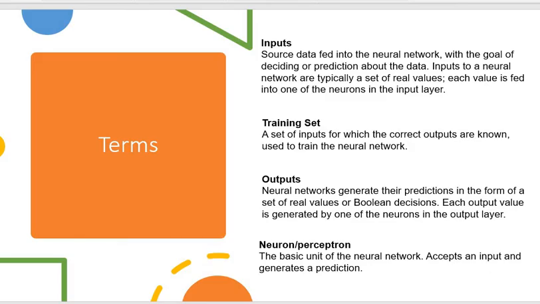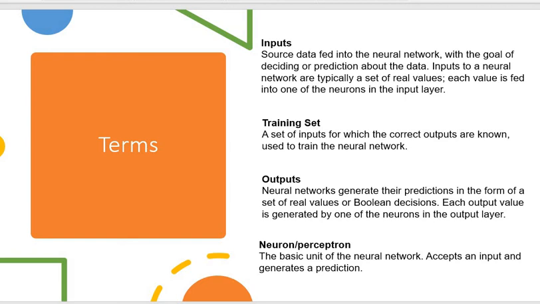Let's quickly understand the terms. The first term is input. Input can be defined as the source data which is fed to a network. Each value is fed into one of the neurons in the input layer. Then comes the training set, the set of inputs for which the correct outputs are known, used to train a neural network. Then comes the output. The neural network generates the predictions in the form of a set of real values or Boolean decisions. Each output value is generated by one of the neurons in the output layer.